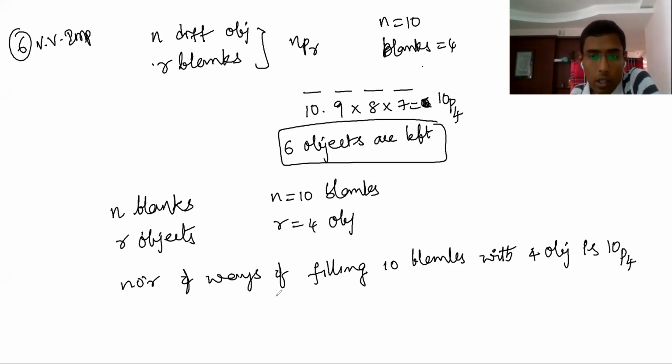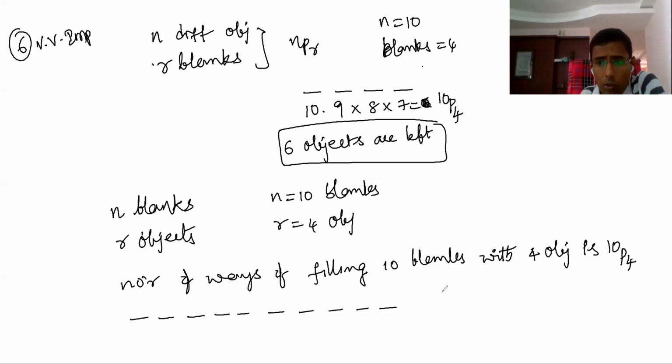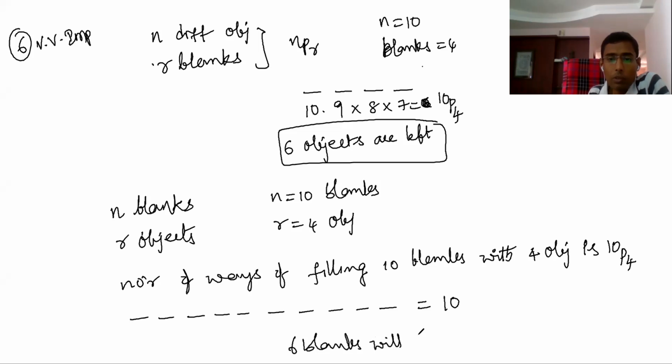Why? Because here we have 10 blanks: 1, 2, 3, 4, 5, 6, 7, 8, 9, 10. Now here only 4 objects are there. The first object you take, where do you have to fill it? It's not that you have to fill it in the first blank. No, you can fill it in any blank, because 10 blanks are there for 4 objects. So for the first object you can choose any one of the 10 blanks, 10 ways. Please understand this process. Here, what is left? 6 blanks will be left, but which blanks are those, you don't know.